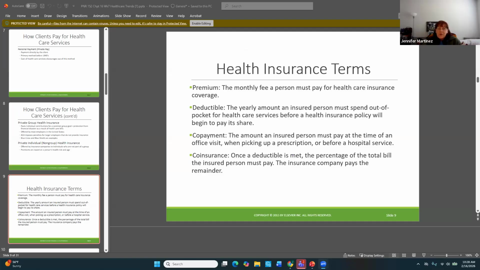So let's look at health insurance terms. As you're moving forward, or even trying to explain it to other people, these are things you need to understand, especially if you've never had to pick an insurance before. Premium is the monthly fee that you must pay for your healthcare insurance. So you go to work at the hospital when you graduate from school, and they're going to give you the options that you have for health insurance.